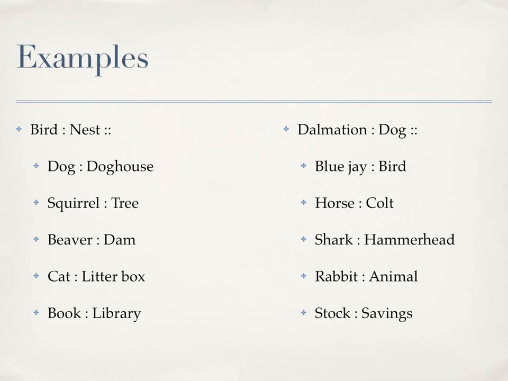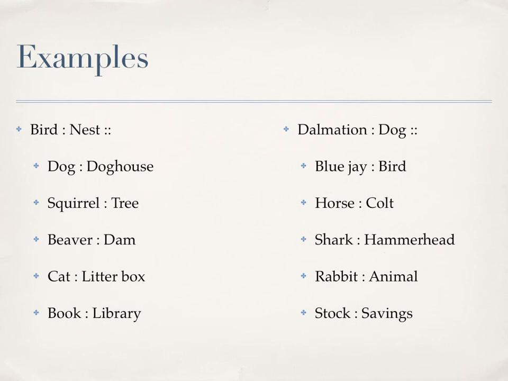Now you may be thinking to yourself that analogies are just meant to trick you. Well, some may seem that way, but that's where your logical thinking has to come into play. For instance, choosing the correct logical relationship for the example bird is to nest may be confusing based on the provided options. Dog is to doghouse, squirrel is to tree, beaver is to dam, cat is to litter box, book is to library. If multiple answers seem correct, you need to refine the relationship between the paired words to be more specific.